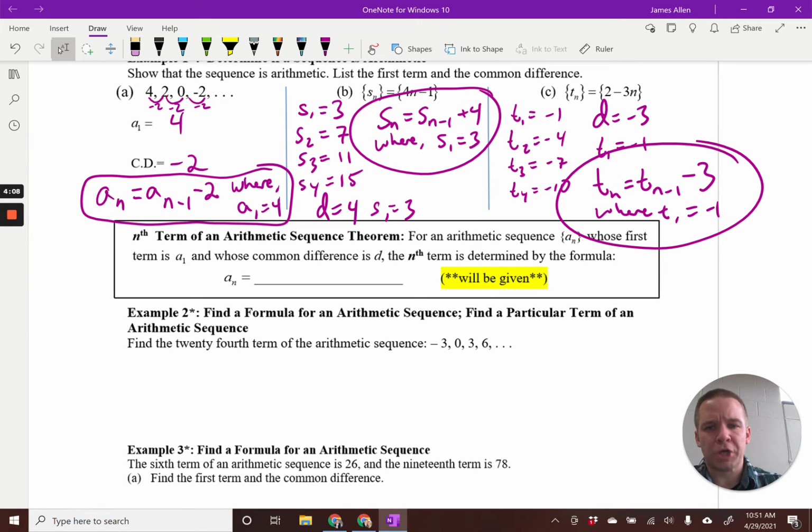All right, now we got our nth term of an arithmetic sequence theorem. For an arithmetic sequence, we can write a different formula where we're not defining it recursively, we're defining it explicitly. So we're going to take our first term, a sub 1, and then we're going to add n minus 1, the term number minus 1, multiplied by my common difference. Now some people like to write this out a little bit differently. I'll talk through that with some examples.